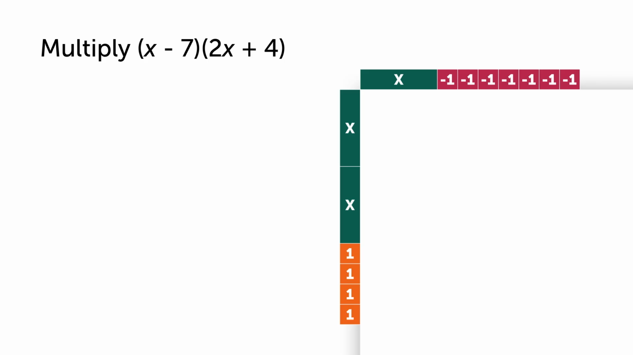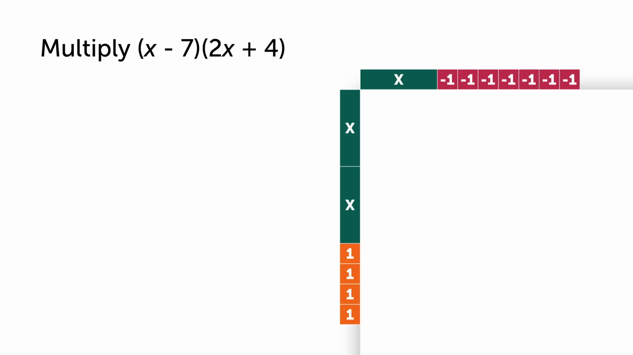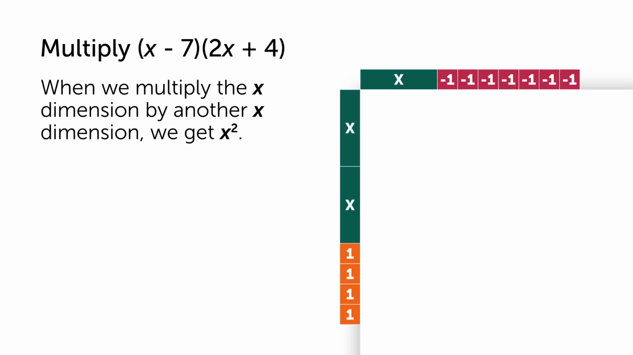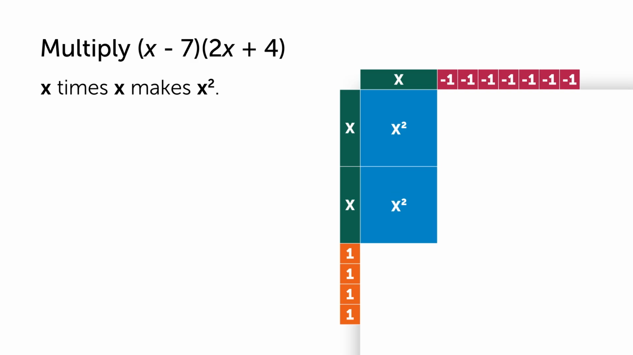Now we will multiply the dimensions of each of the tiles with the dimensions of another tile. As we find the products, we fill in the area with the algebra tiles. Initially, we multiply two x rectangles. When we multiply the x dimension by another x dimension, we get x squared, and we fill it in with our quadratic tile. If we continue down the vertical edge, we need to multiply the x rectangle from the top by the next x rectangle from the side. Multiplying x times x makes x squared, so we can fill in another quadratic tile on our figure.